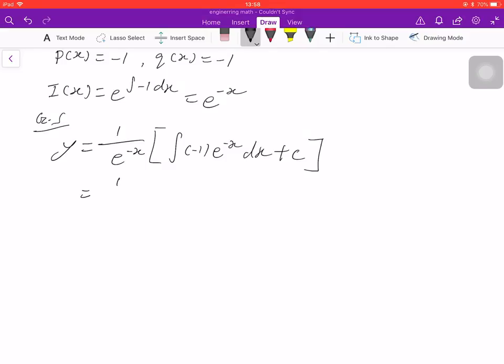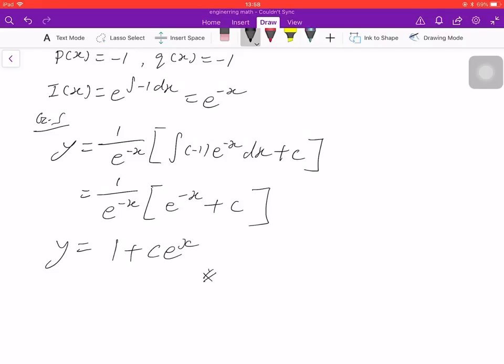So here we have 1 over e to the minus x. So this integration of minus 1 times e to the minus x gives us, with the negative sign, the positive value e to the minus x, plus c. Okay, now we can further simplify this. So here we have 1, then plus c e to the x. So this is our general solution.